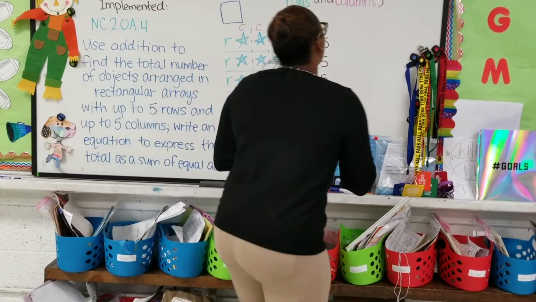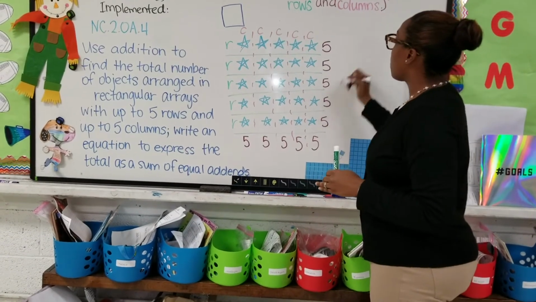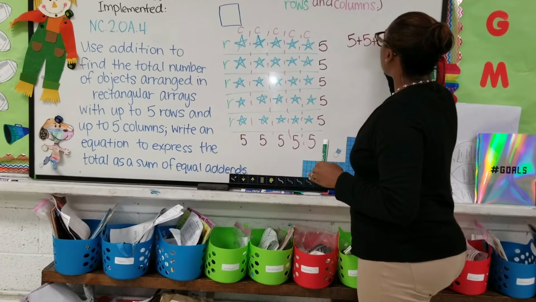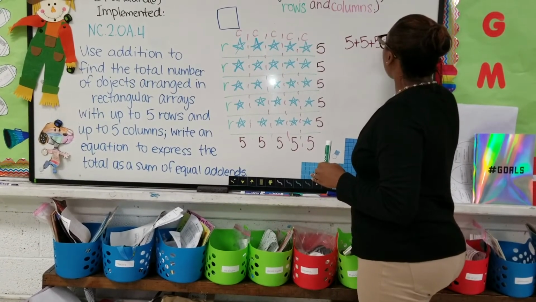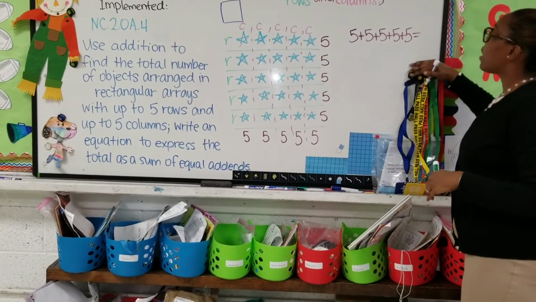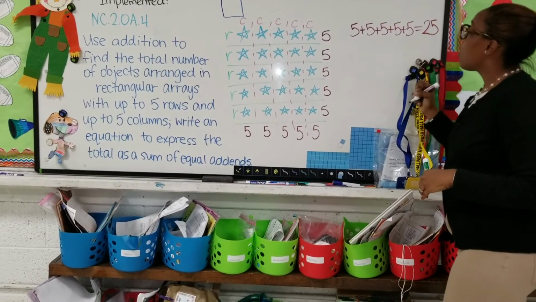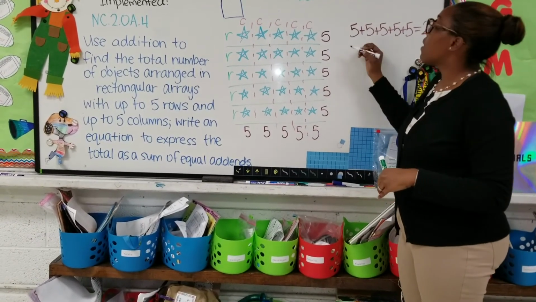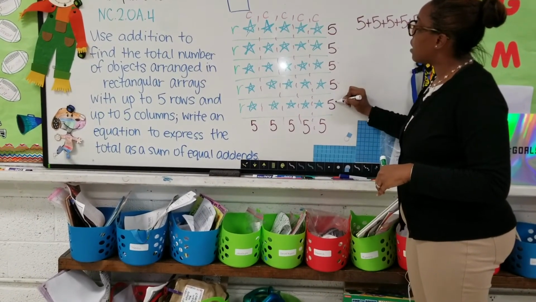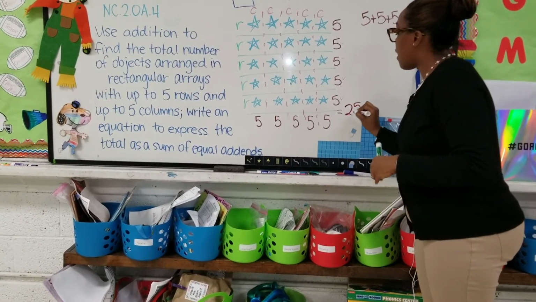Now, you can do it this way to solve. You can add these together, and you can write out the equation 5 plus 5 plus 5 plus 5 plus 5 equals. And then they'll add all of them together, and of course they'll get the answer of 25. Or they can skip count, and they can go by 5s. 5, 10, 15, 20, 25. And then they'll know that the answer is 25.